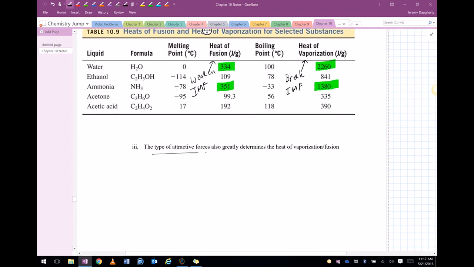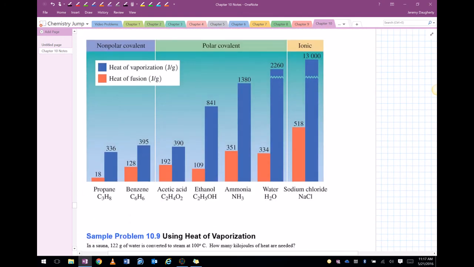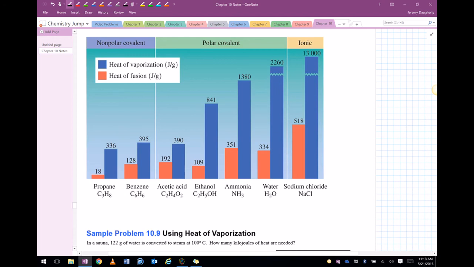Okay. We can also say that the type of attractive force determines the heat of vaporization or fusion. So here, take a look at this. We have propane and benzene down here at the bottom, which are nonpolar. Take a look at their heat of fusion. Very small heat of fusion, right? Then we get into polar. Take a look at the heat of fusion. Then take a look at the heat of vaporization. Right? For these hydrogen bonded particles, it's huge, very large. And then of course we compare that to ionic, which is many, many times stronger than our intermolecular forces. And so we see that it takes a lot more energy for that to happen.